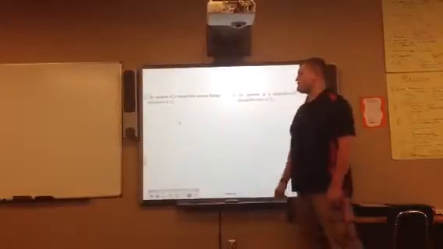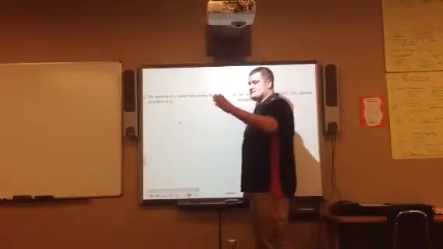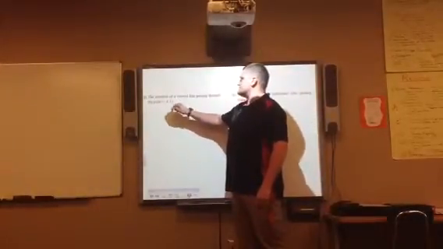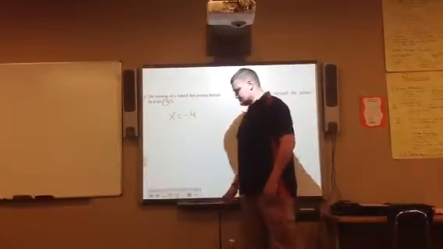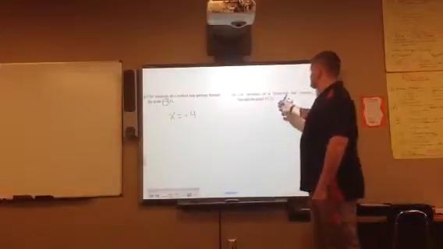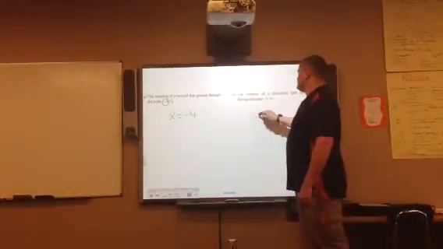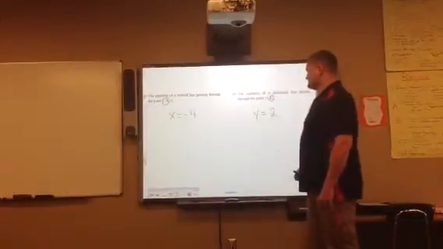Then we have the small word problems at the bottom, the equation of a vertical line. So vertical means up and down, which means it's going to be an x value. So we look here, our x value is -4, so it's x equals -4. This one says the equation of a horizontal or a flat line. That's going to go through our y. So we look at our y term, and it's y equals 2.